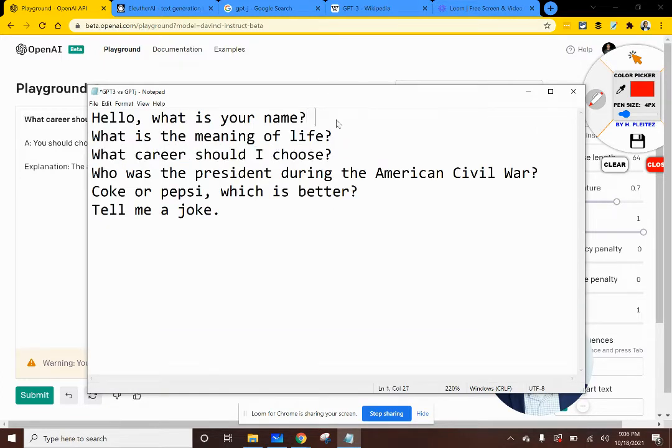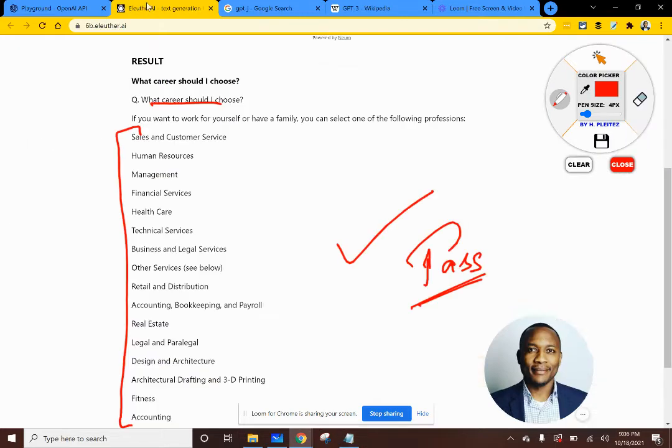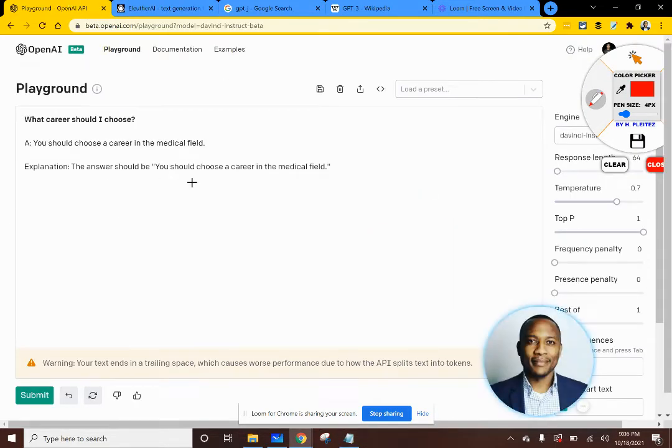So you remember the first one was J. The second one, the meaning of life, was GPT-3. What career should I choose? I'll give this to GPT-J, just because I think this is just telling me to choose the medical field. I have no idea why. Again, the question will be why the medical field, because it might or might not make sense to me.